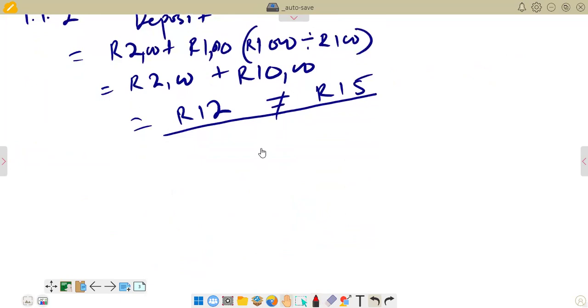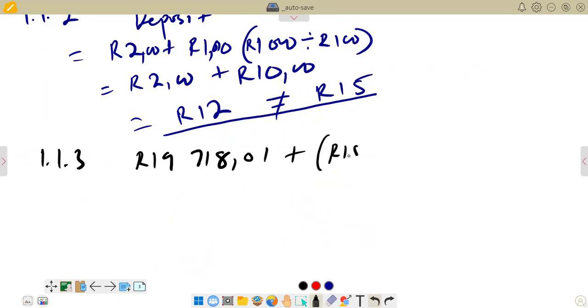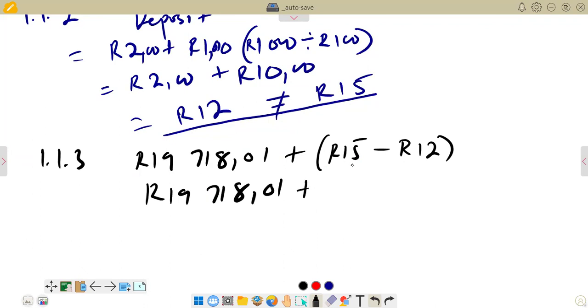So if you come here, we're now on 1.1.3. We are saying the total balance that we have before adjusting for the error is 19,718 and 1 cent. And then we're going to add the difference, whereby we say 15 minus our 12. And if we simplify it further, it becomes 19,718 1 cent. And then we add your 3 rand.